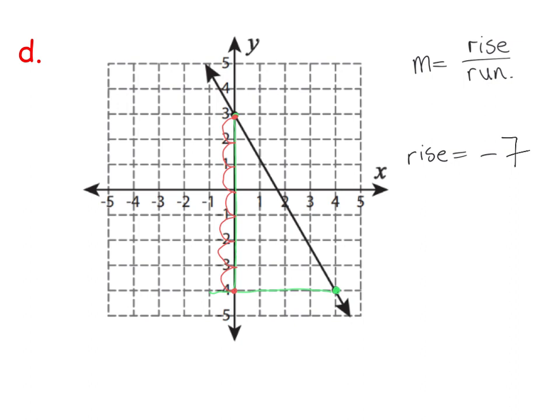And then the run, we get it from the point where the 2 lines meet and the point on the line. So that's going to be 1, 2, 3, 4. So the run here is 4, and the slope then for this line is going to be -7 over 4.